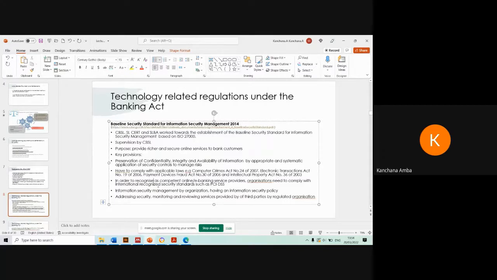To enable to provide online banking services, organizations need to comply with internationally recognized security standards, right? Then for the information security management, the organization has to have a security policy as well. Then if there are third parties, the responsibility of ensuring the security and monitoring and reviewing the third parties also falls to the organization. Now, this is where the fintechs and third party apps come in. The responsibility falls on the bank to ensure that they are complying with whatever security standards the bank has fixed based on the baseline security standards, right?